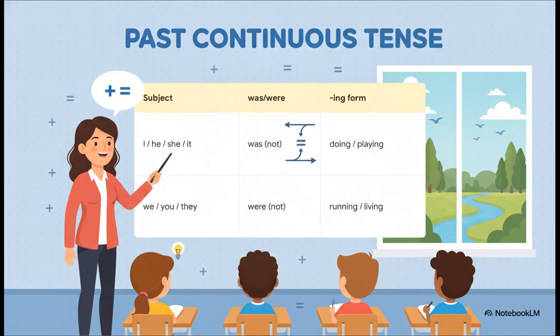Building this structure is honestly like a super simple mathematical formula. You just take your subject, add the past tense of the to be verb, which is either was or were, and then you combine it with the ing form of your main verb, like I was doing, or we were running. And if you want to make it negative, you just drop a not right in there. He wasn't playing. It's highly logical and thankfully incredibly consistent.